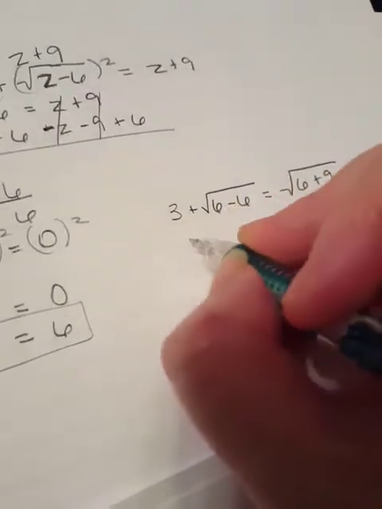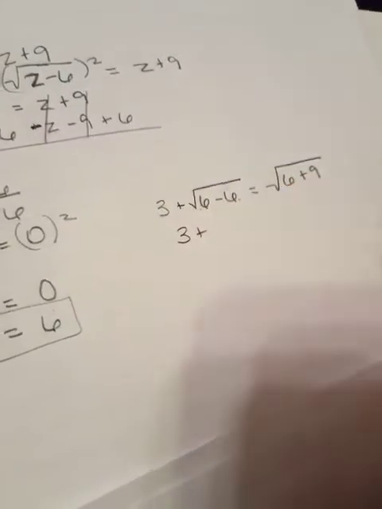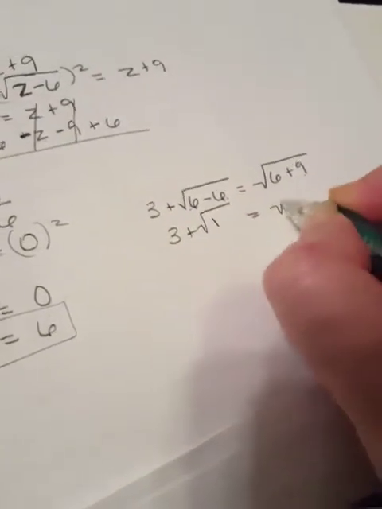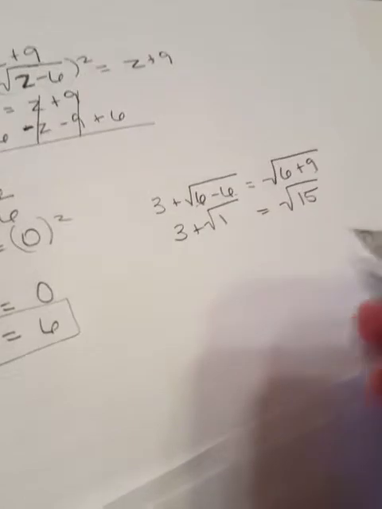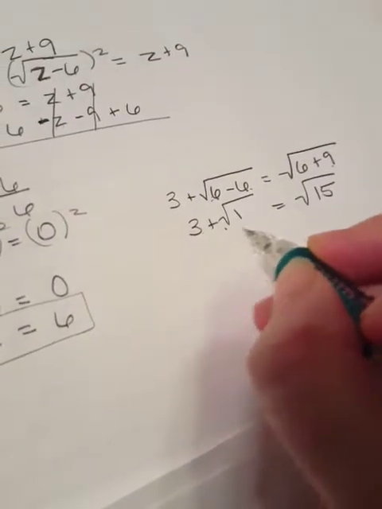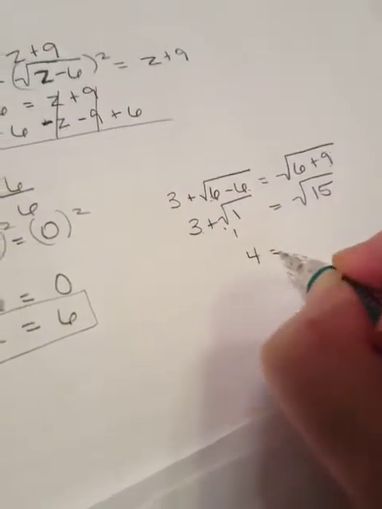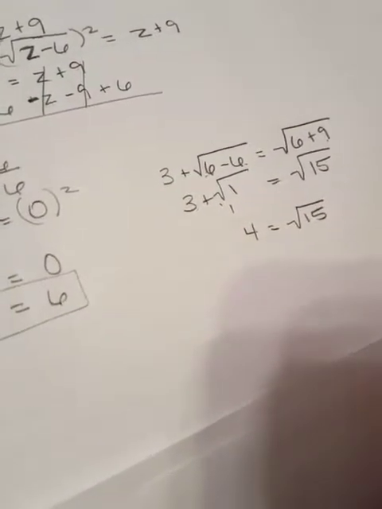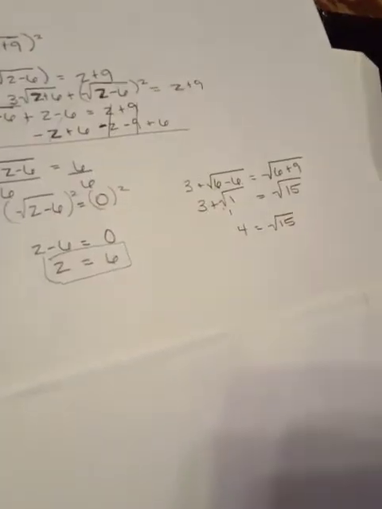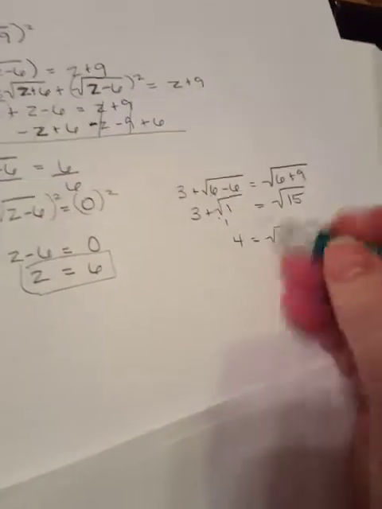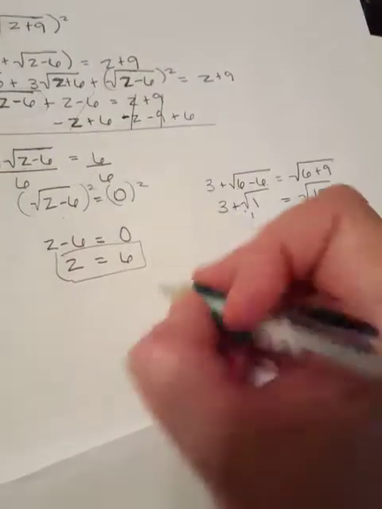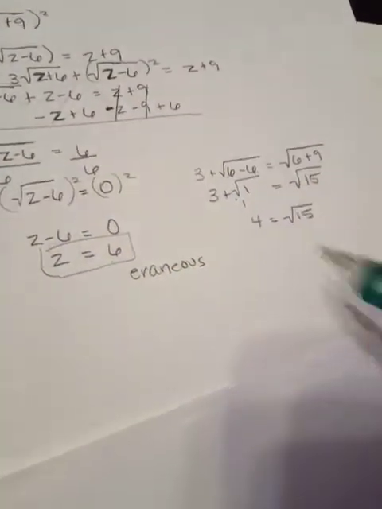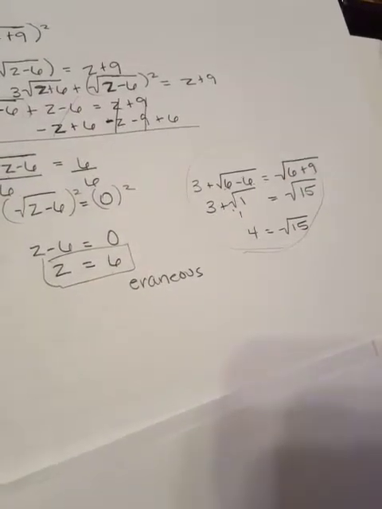And we'll have 3 plus the square root of 6 minus 6, which is 1. So the square root of 1 equals the square root of 15. 3 plus 1 is 4 equals the square root of 15. That doesn't work. So I could be wrong, but this is the algebraic answer, but it is erroneous. I could not get that to work on this function.